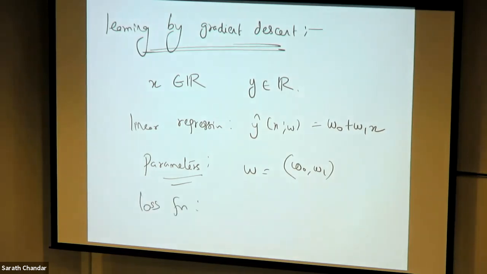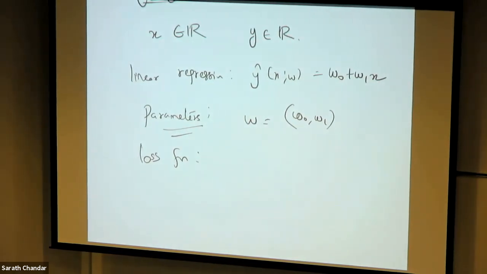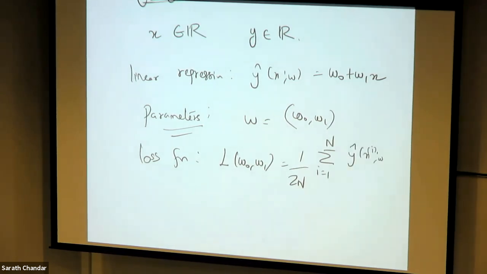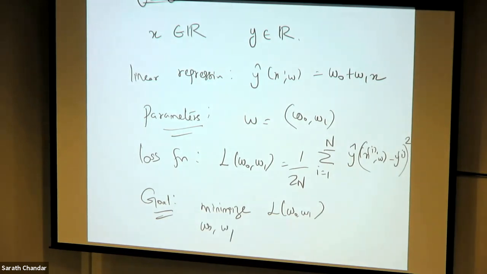Now, what is the loss function? I know I'm repeating this again and again. The hope is that you will internalize it. So the loss function here is a function of w0 and w1, which is basically 1 over 2n, summation over i equals 1 to capital N, of y hat of xi given w minus y of i, the whole square. So the goal here is to minimize L of w0, w1 with respect to w0, w1.